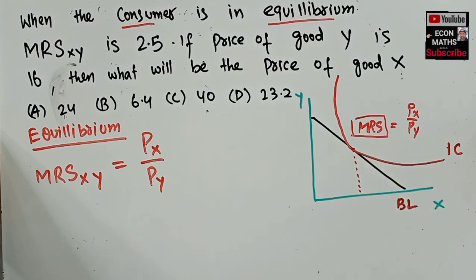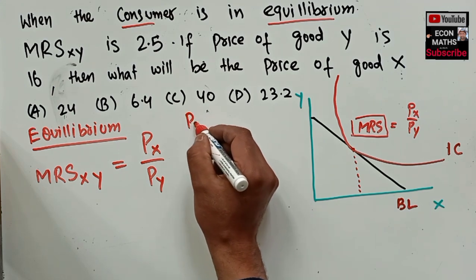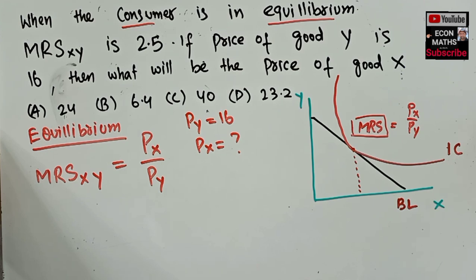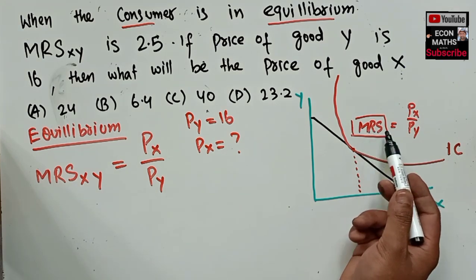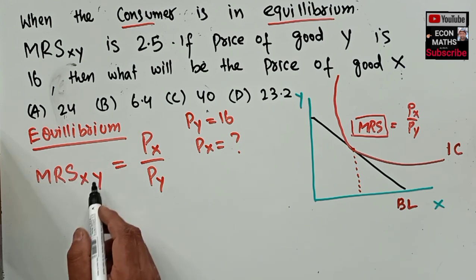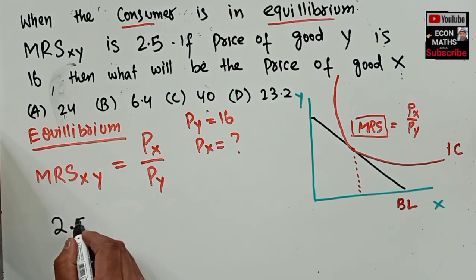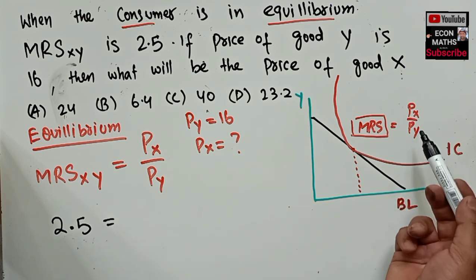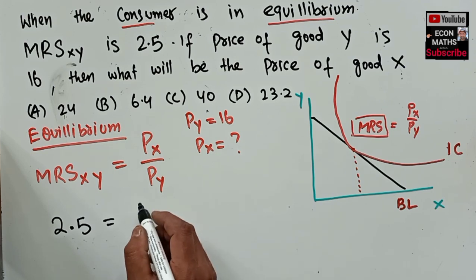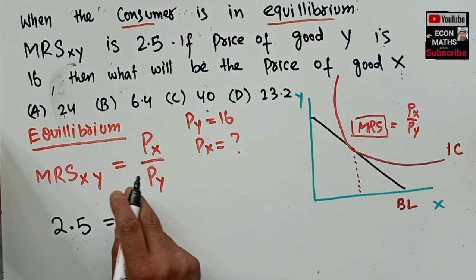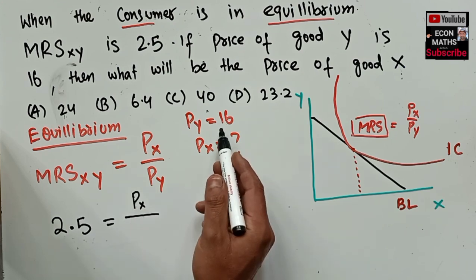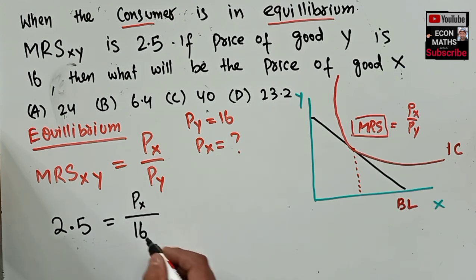We are being told price of good Y is given to us as 16. We need to find out the price of good X then. Okay. Now MRS is given to us, that is the slope of indifference curve is 2.5. So in place of MRS I can write 2.5. It should be equal to the slope of budget line. So slope of budget line is simply price of X upon price of Y. So price of X upon price of good Y, which is given as 16.